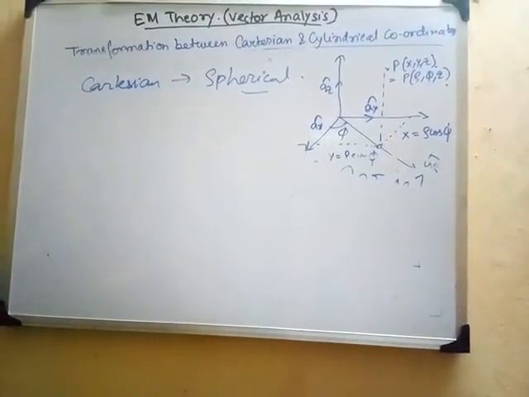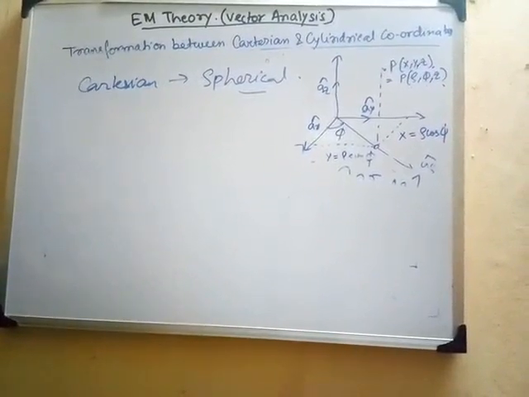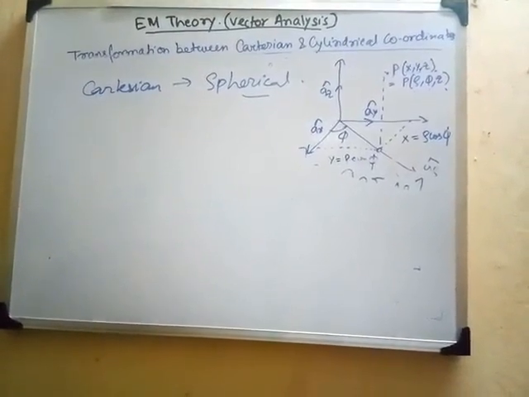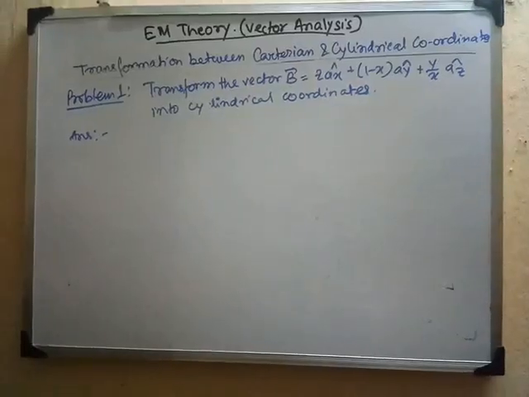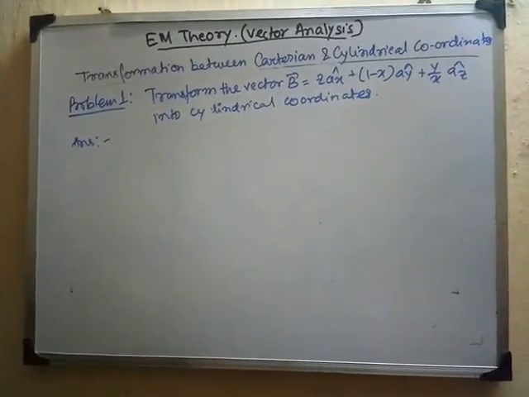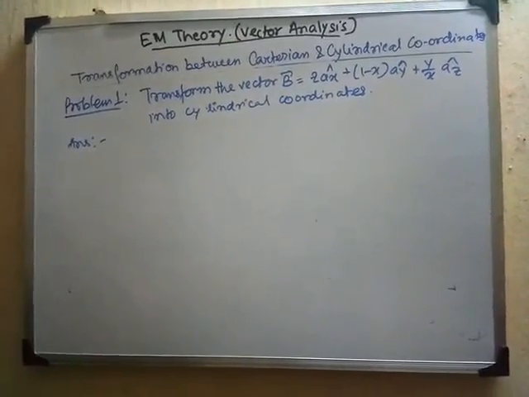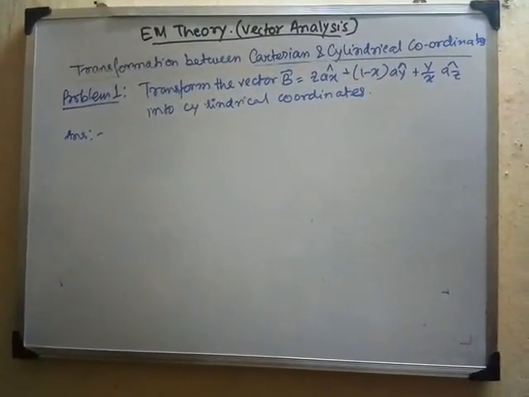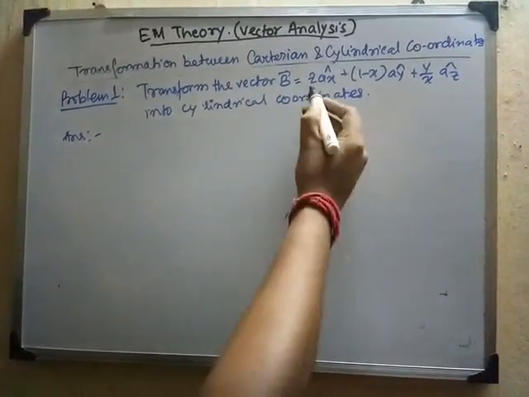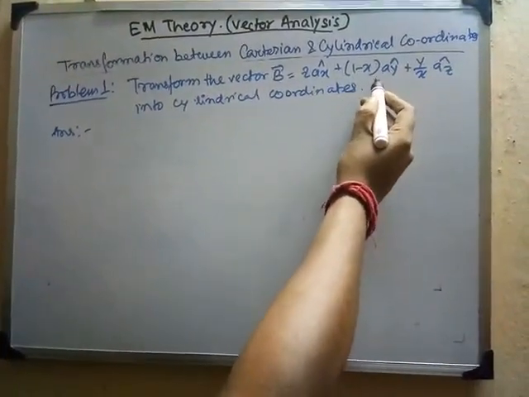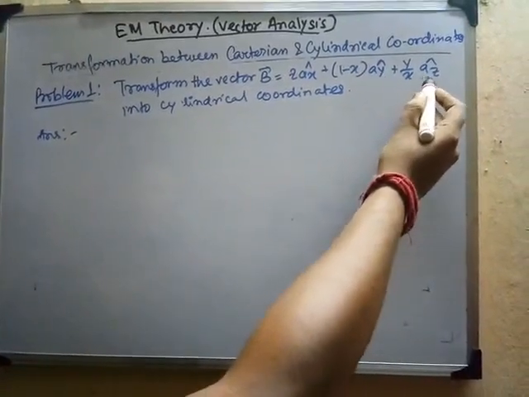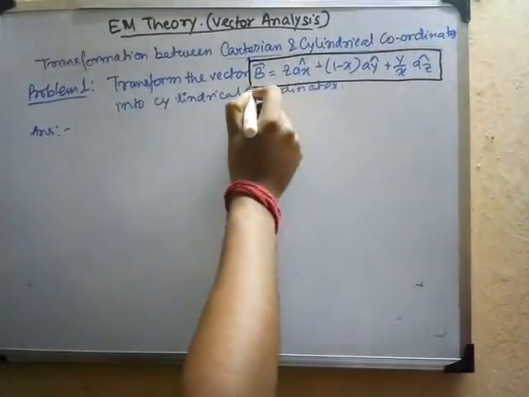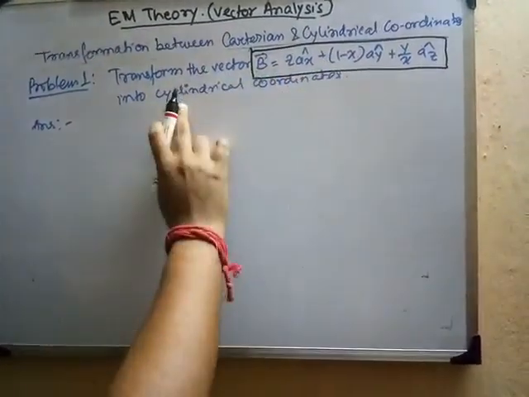Next we will give you an example problem, of the kind that usually comes in examinations. This is a problem related to the transformation between Cartesian and cylindrical coordinates that we just discussed. The problem gives a vector B defined by zax plus (1 minus x) ay plus (y by x) az, and asks us to transform this vector into cylindrical coordinates.